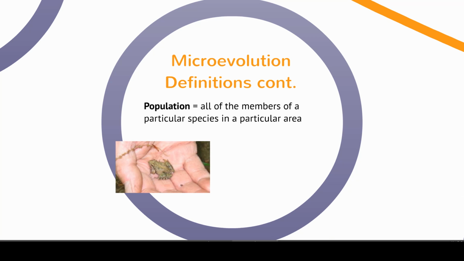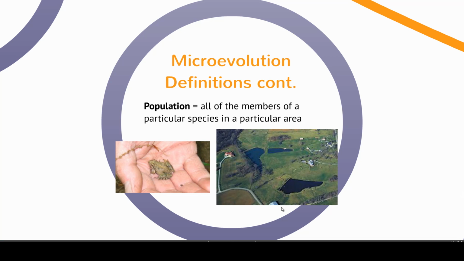So here we have a tree frog. All of the tree frogs that live in this pond would be a population, and all the tree frogs in this pond would be a population, and all the tree frogs in this pond would be a population.